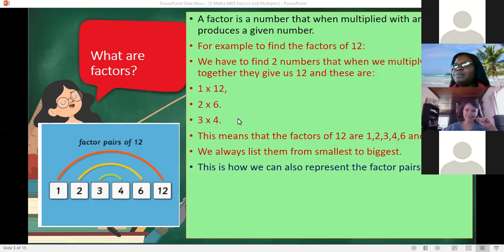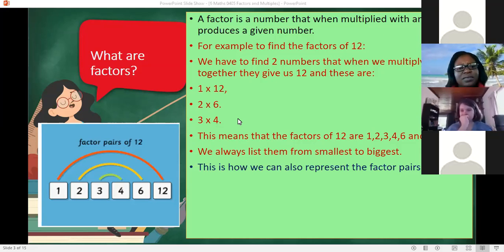And also, grade 5s, you should know your tables. If you know your tables, when you count in twos, do you say 12? So if you're counting in twos, you say 2, 4, 6, 8, 10, 12. So there is 12, which means that 2 is a factor of 12. And when you count in threes, do you say 12? So it's 3, 6, 9, 12. So it means 3 is a factor of 12. That's another way of getting it.